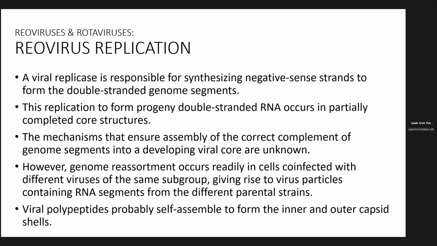This replication to form progeny double-stranded RNA occurs in partially completed core structures, and the mechanism which ensures the assembly of the correct complement of the genome segments into developing viral cores is unknown. However, reassortment occurs readily in cells co-infected with different viruses of the same subgroup. And viral polypeptides probably self-assemble to form the inner and outer capsid shell.